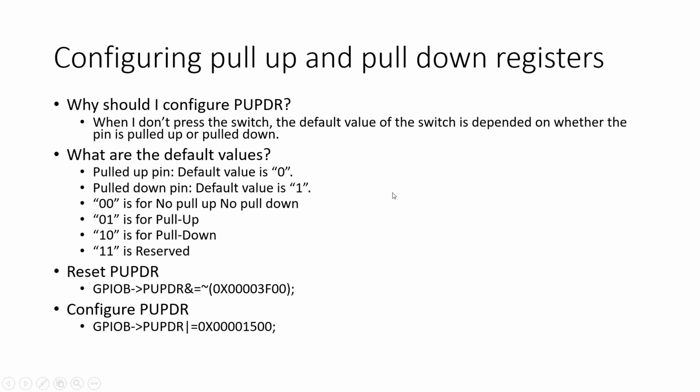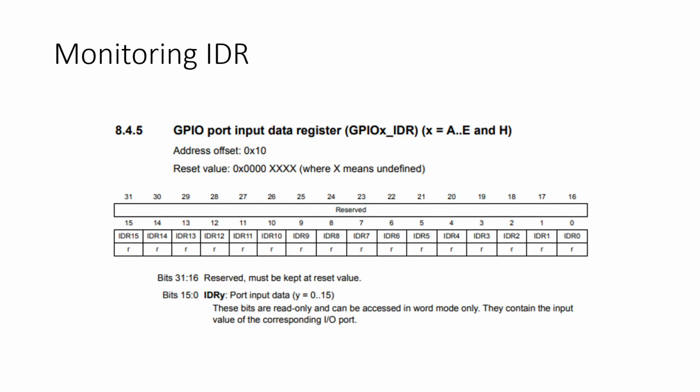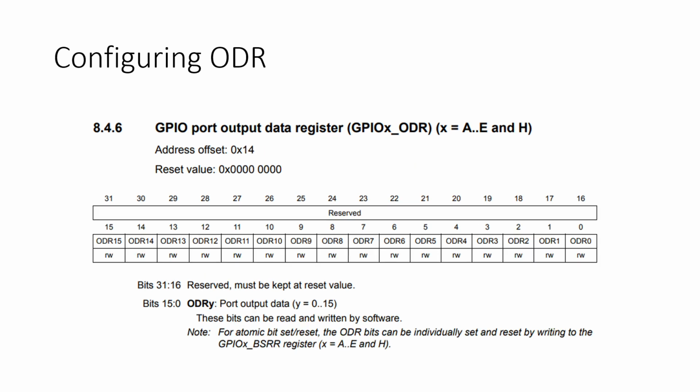So moving further, monitoring IDR. This is the input data register. For every GPIO, we have a 16-bit input data register. Each bit corresponds to each pin of the port.